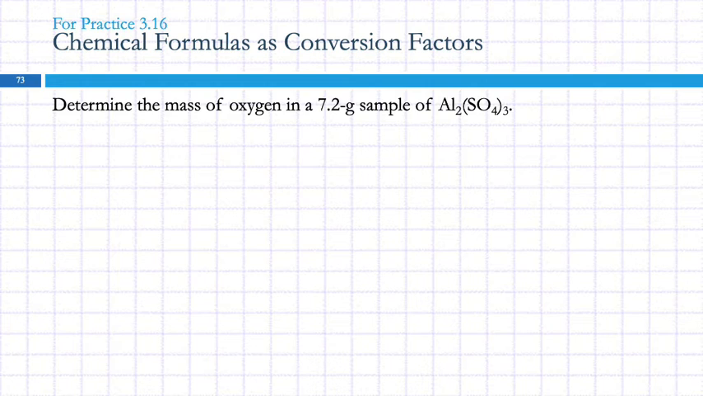Determine the mass of oxygen in a 7.2 gram sample of Al2(SO4)3, aluminum sulfate. Again, let's treat this like dimensional analysis, starting with 7.2 grams of this guy. And what are they asking me for? Mass of oxygen. Okay, so I need to figure out how I'm going to get from one place to the other. So I've got that many grams of the compound, and I'm trying to figure out how many grams of oxygen.